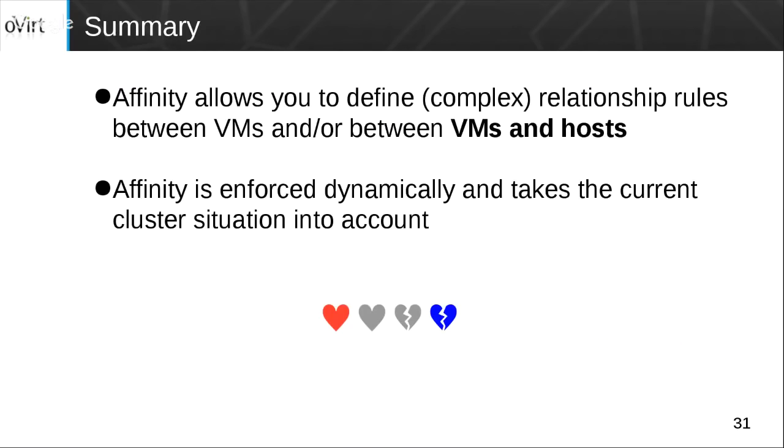So to wrap things up, we talked about that affinity allows you to define complex relationship rules between VMs and between VMs and hosts. Our new feature addition is VM to host. Again, you can define a VM to host relationship affinity by affinity labels. And we talked about that affinity is enforced dynamically and takes the current cluster situation into account. We have the affinity rule enforcement in the background that picks violations of VMs and migrates the VM.